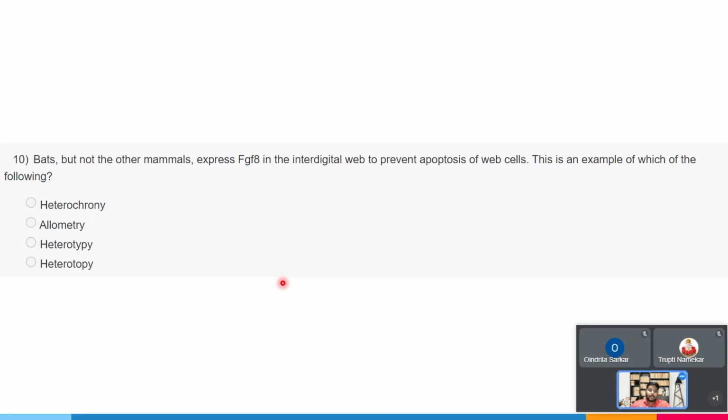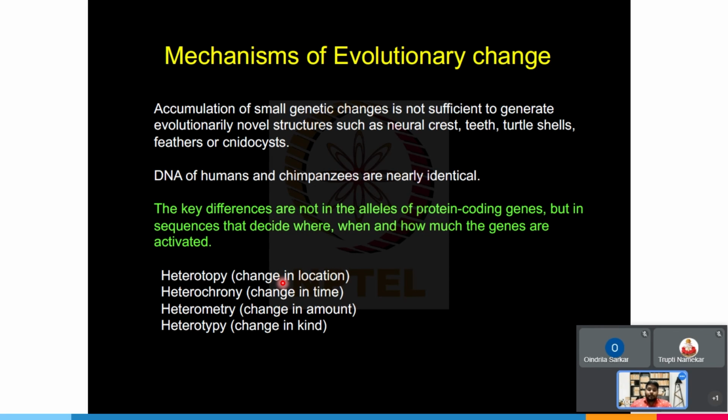So FGF8 expression to prevent apoptosis of web cells in bats is known as heterochrony, allometry, heterotypy, or heterotopy. Oindrila says it is heterotopy. Anyone else wants to try and answer this? Okay. So we'll go to the solution slide and look into it.